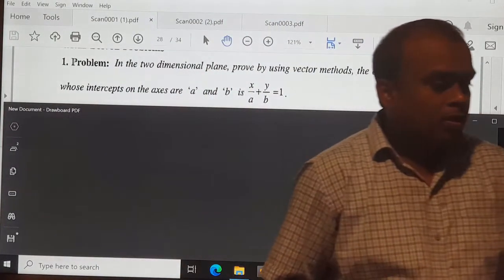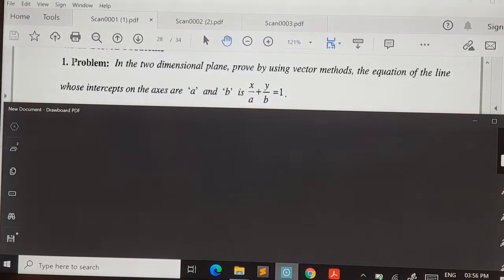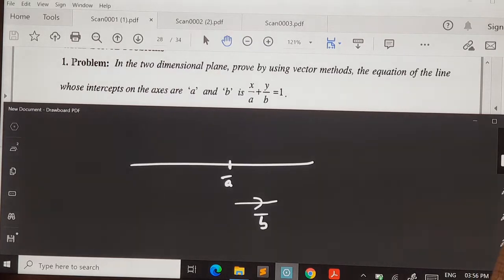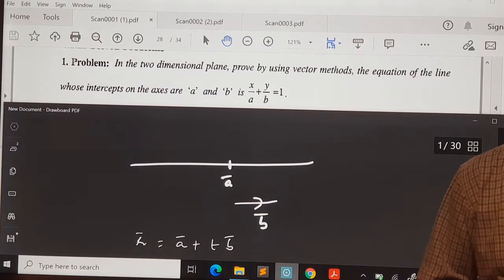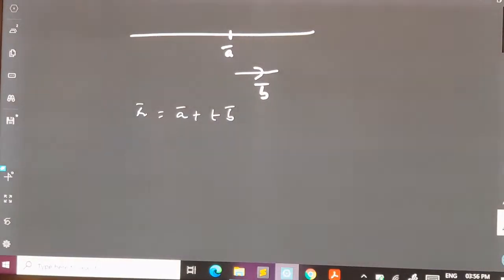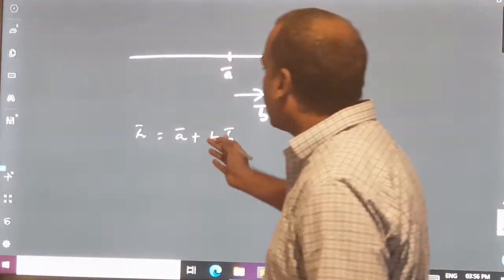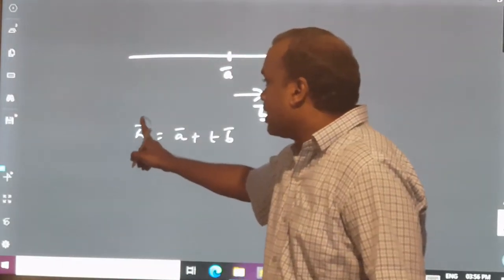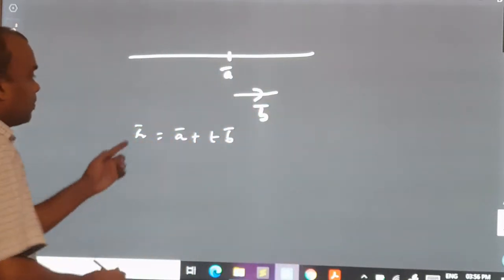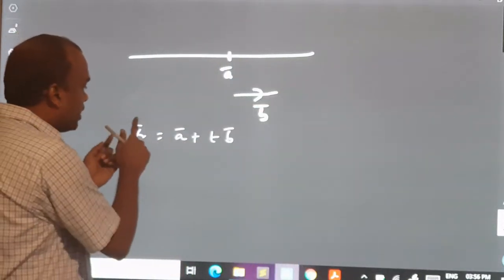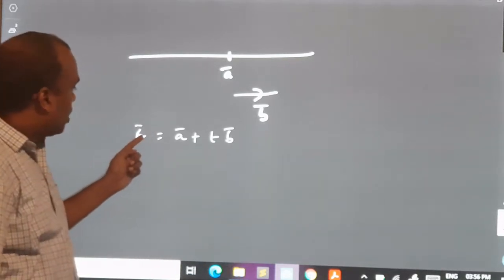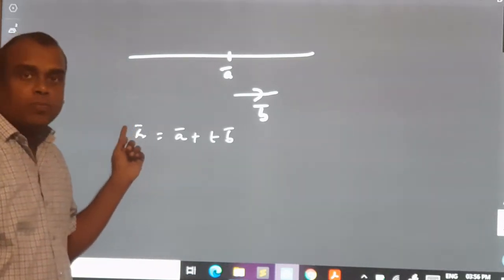We saw that the equation of the line passing through the point A bar and parallel to a vector B bar is R bar equals A bar plus t B bar. Now we know that if we give different values to t, we get different points on the line. So that is what R bar represents. R bar represents different points on this line. How I get this is very important. How do I get different points here? How does it represent different points?